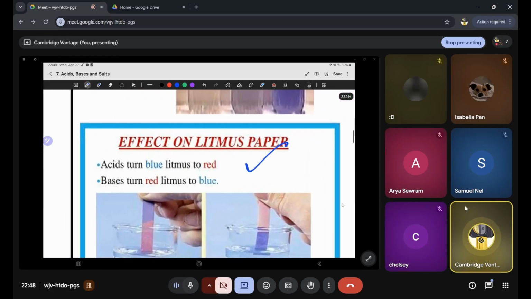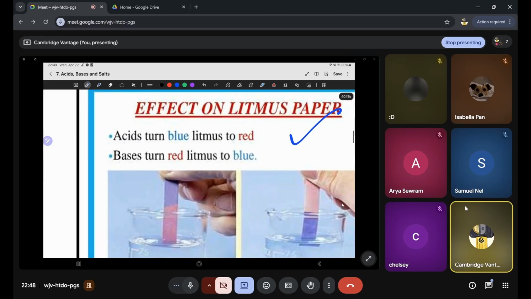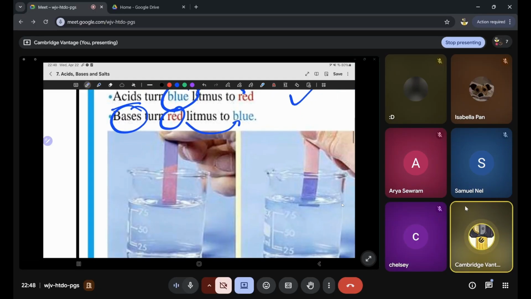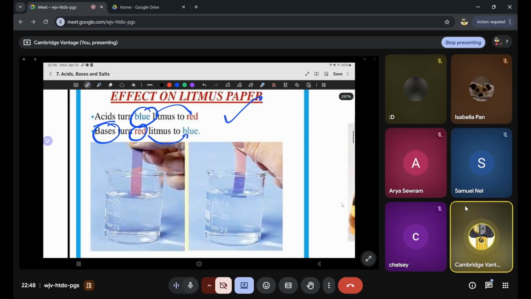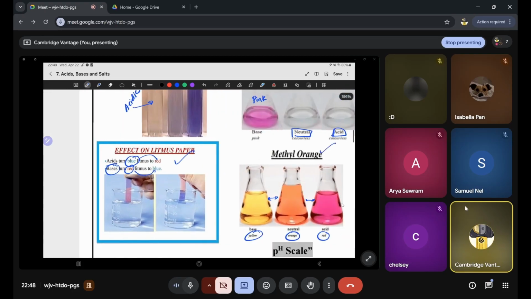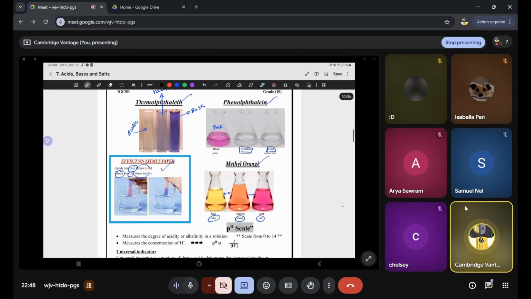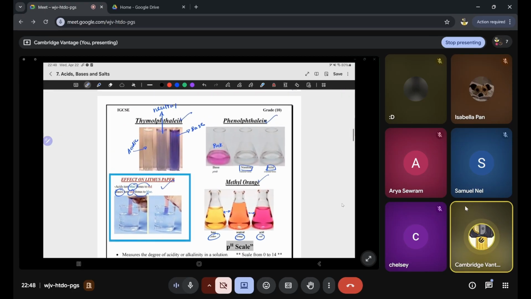And litmus paper, fairly straightforward. In acids, blue litmus paper will turn red, and in bases, red litmus paper will turn blue. And you have two pictures over here that will show the different colors. So yeah, that is all you really need to know about indicators and the different colors.